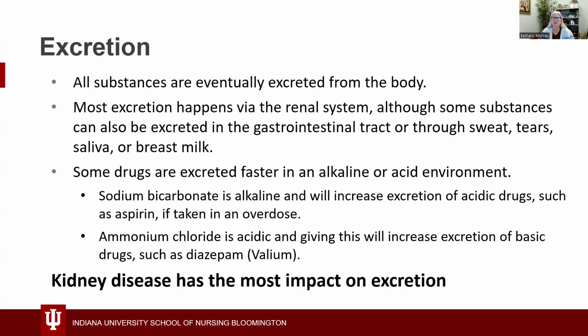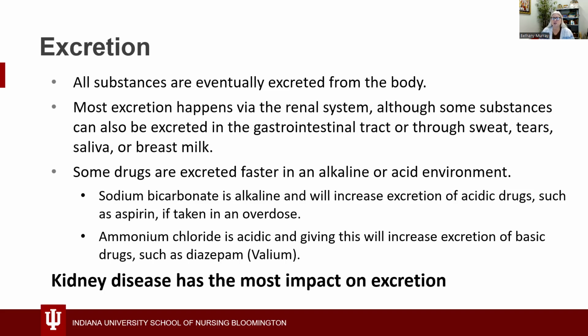Okay, and then lastly, we get to the fourth pharmacokinetic property, and that's the property of excretion. So all substances eventually leave the body. If not, we could take one dose and be done. So our bodies will actively work to get everything out. Most excretion happens through the kidneys. Some substances can be excreted in the gastrointestinal tract or through sweat, tears, saliva, breast milk. Any fluids that can come out of the body can carry some substances out of the body. But for most medical purposes, we're predominantly concerned about the renal system and kidney function.